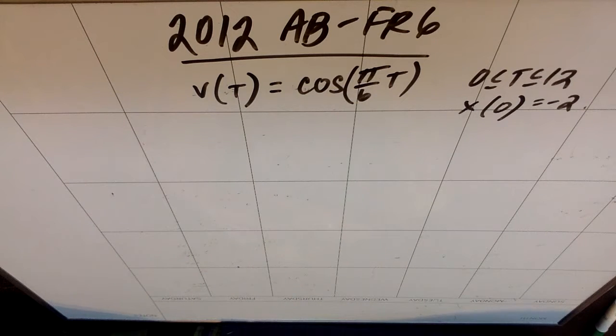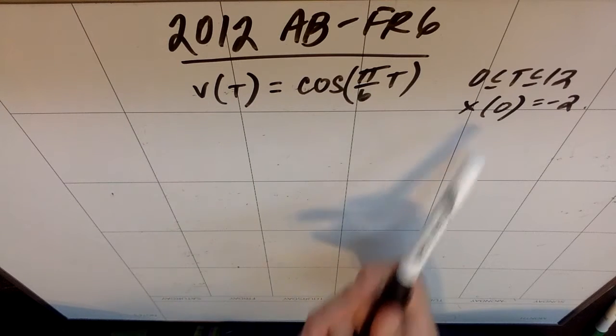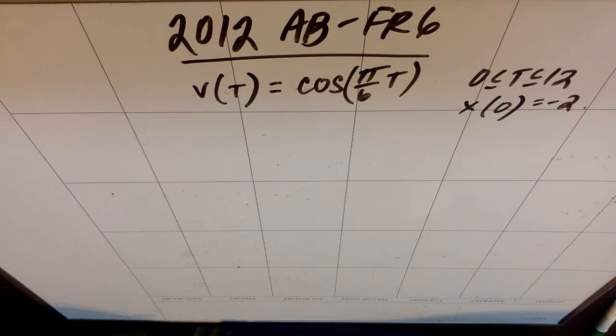The particle is at position x equals -2 at time t equals 0. So I just wrote that as x of 0 is -2. Cool. So we're given velocity. It is a non-calculator question, and we are given one specific position and a time window. So for t equals 0 to 12, when is the particle moving left?